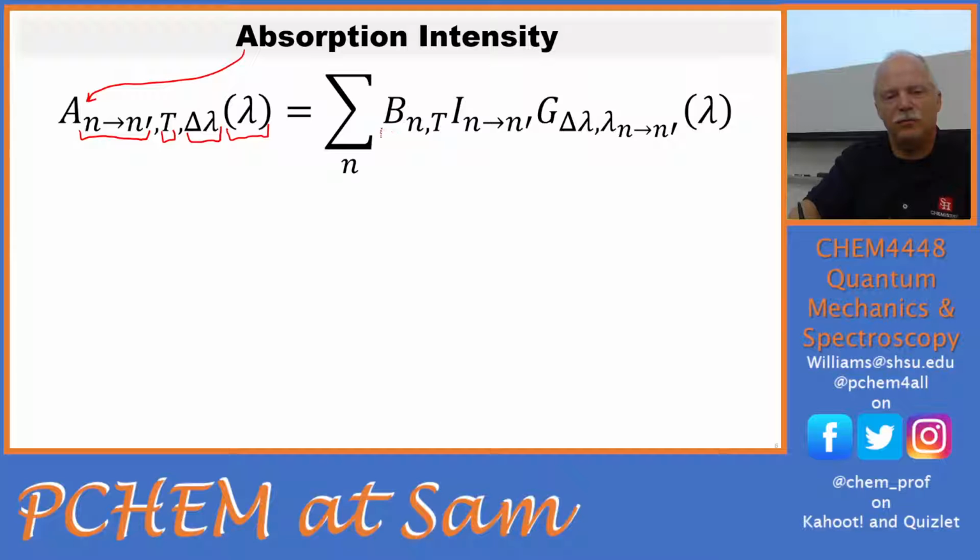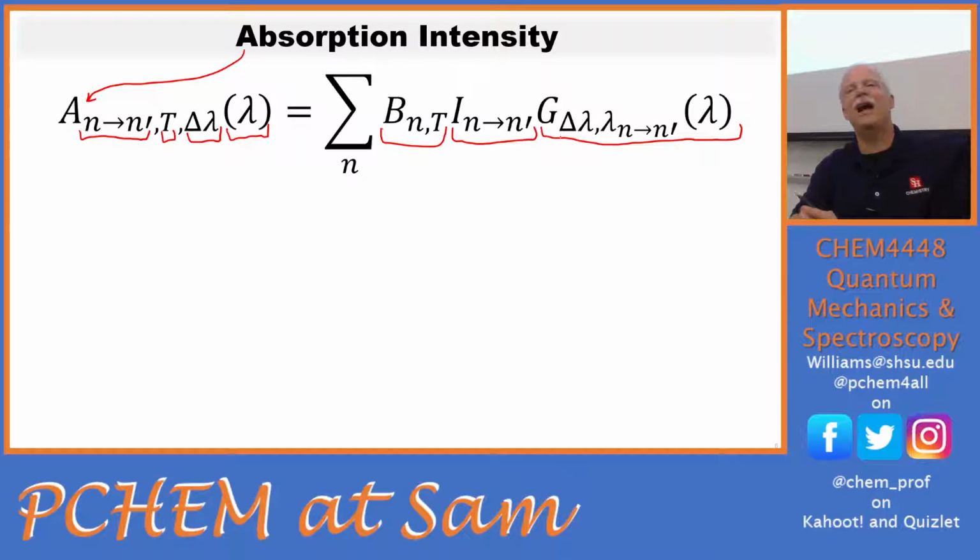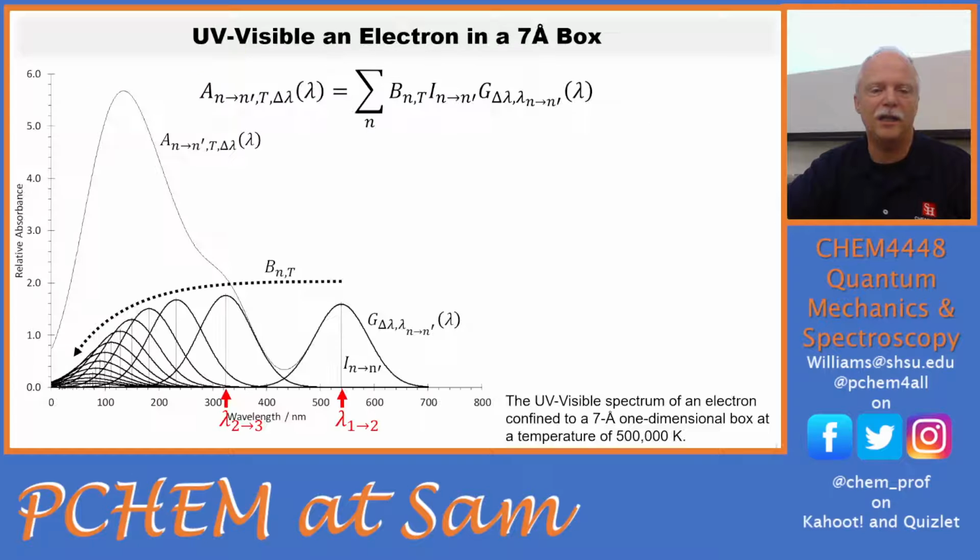Notice the Boltzmann function has a quantum number dependence and a temperature dependence. This I here doesn't have anything to do with temperature. It has everything to do with the 2 different quantum states that we have. And then this G here is the thing that's a function of wavelength. It has certain transitions, and it has this spectrometer dependent uncertainty. And so this absorption is dependent upon B, I, and G. So let's look at what B, I, and G are.